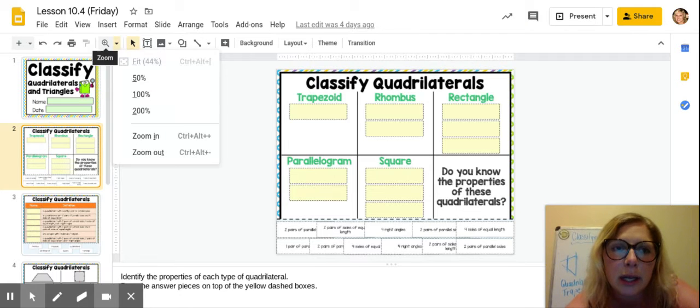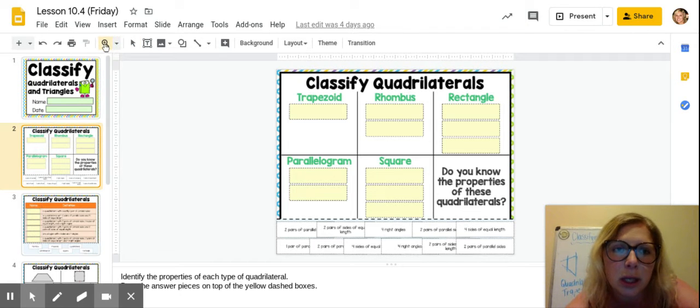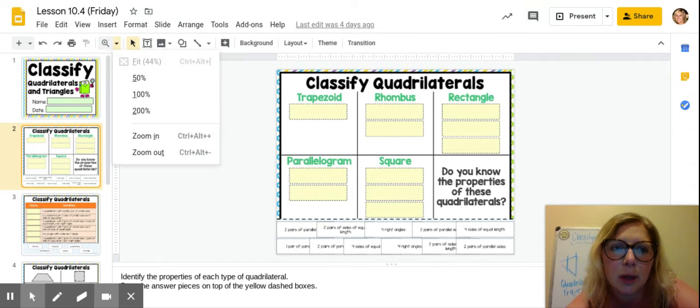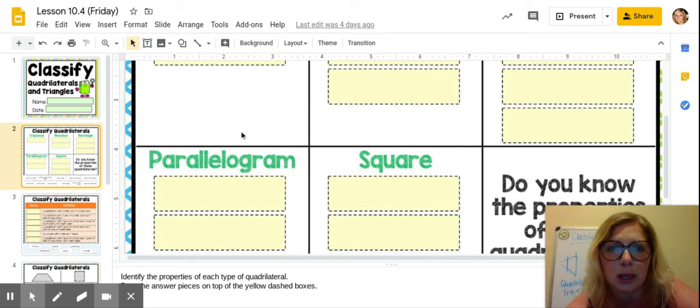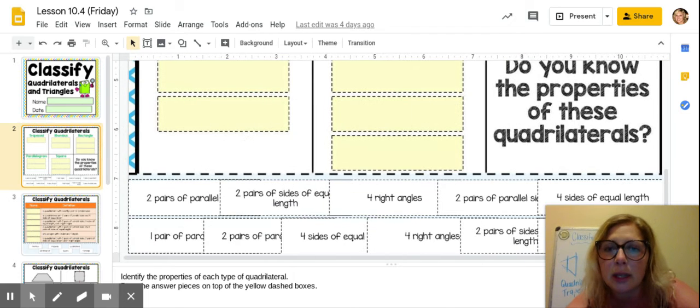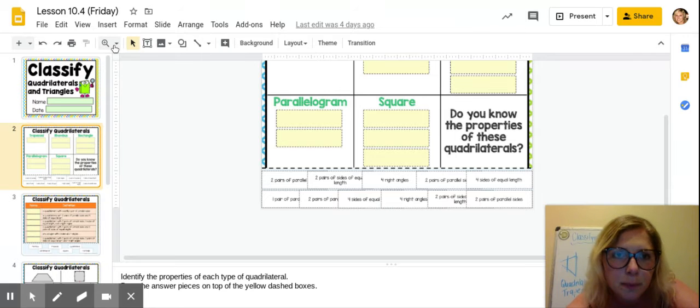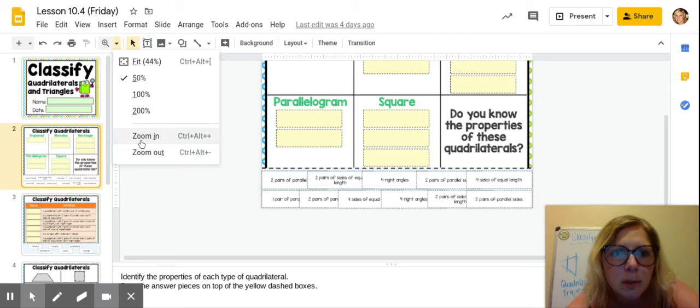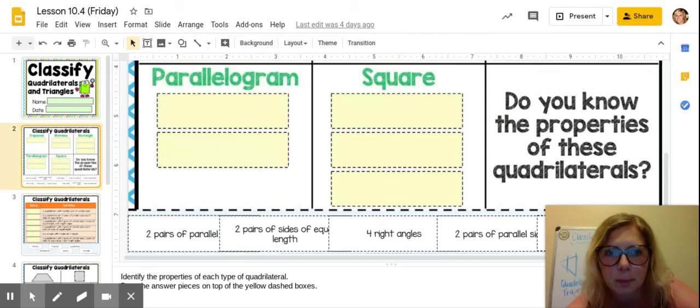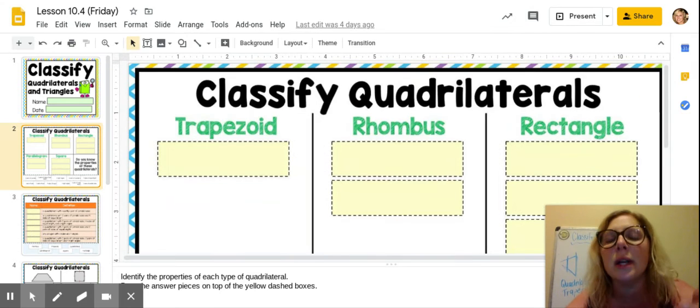You could either click the magnifying glass and make it bigger, or what I do when I'm reading the maps for you guys for social studies, since they're very tiny, I go over and click to make it bigger by like 100. Let's make it a little smaller so I can see it. It's too small. I'm going to zoom in. That's better. Okay, so classifying your quadrilateral.